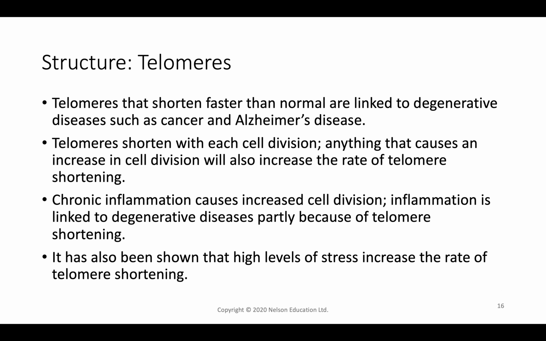Some people have telomeres that shorten faster than normal, and sometimes this can lead to different degenerative diseases, such as Alzheimer's disease, if it affects your brain, or cancer, if it affects certain regions of your body. Because telomeres shorten with each cell division, if something causes more cells to divide, like cancer, it will also increase the rate of telomere shortening.